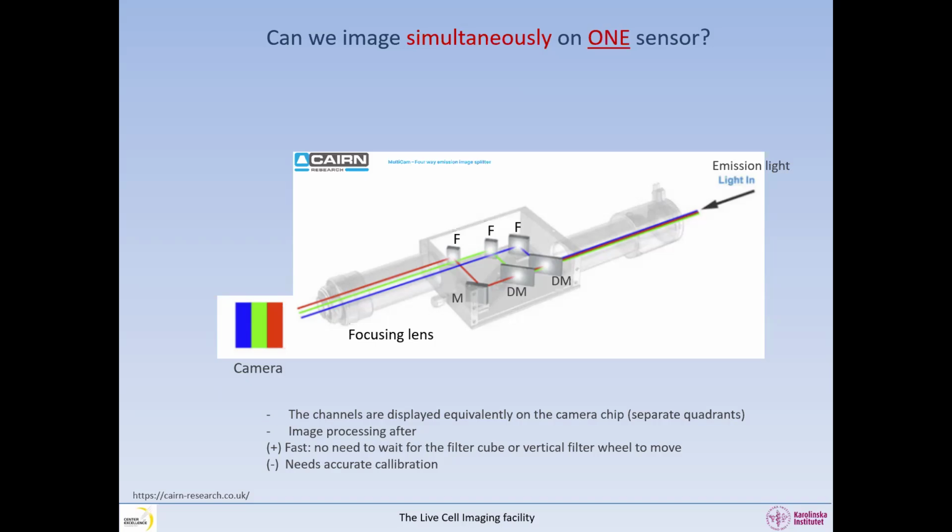It's of course faster because now the signal is displayed simultaneously on the camera. So we don't need to wait for any filter cube or vertical filters to move. But it needs a very, very accurate calibration of the system all the time, so we can overlap the images.